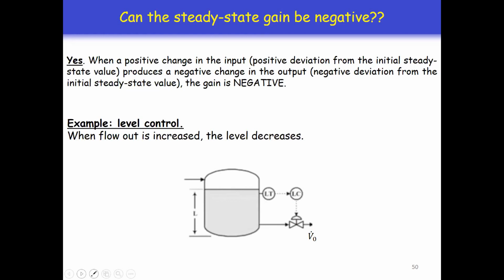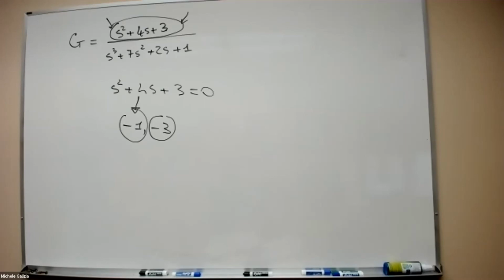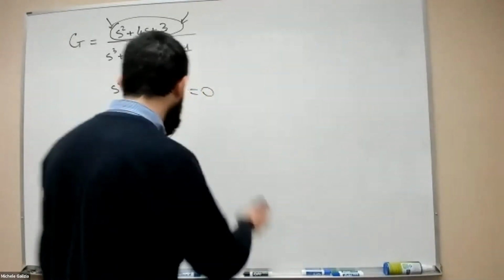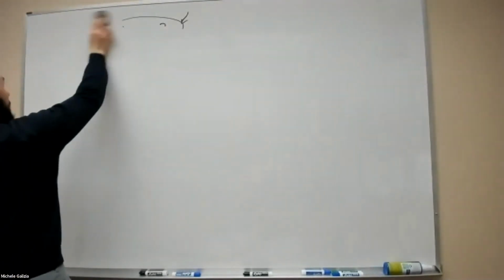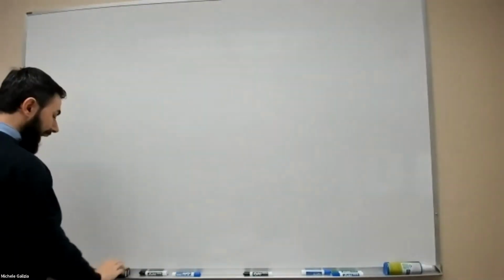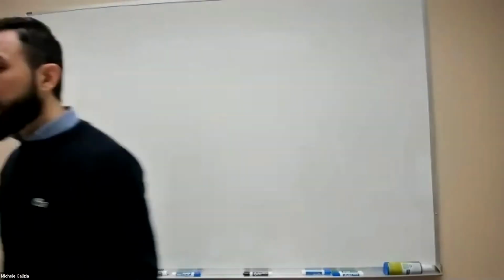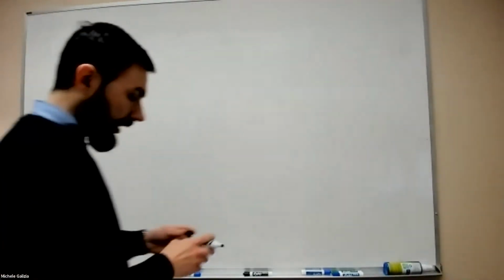Okay, at this point, I think we can go back to the whiteboard, and let's move to problems and applications. With this, we can complete the first part of the class. Basically, we have completed the dynamics. We have focused so far on the process dynamics, and in the rest of this course, we will focus on control theory.